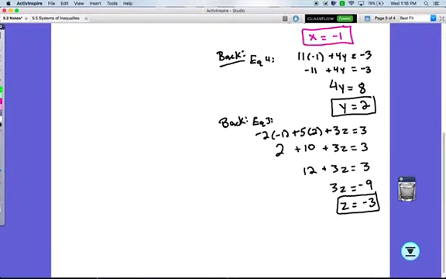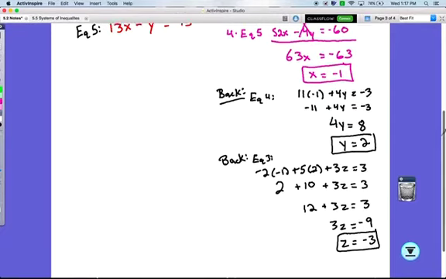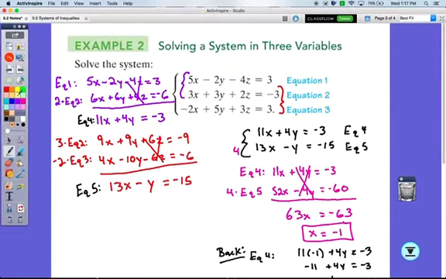So if I've done this correctly, I've got x of negative 1, y of 2, z of negative 3. So let me write that answer out. Negative 1, 2, negative 3.